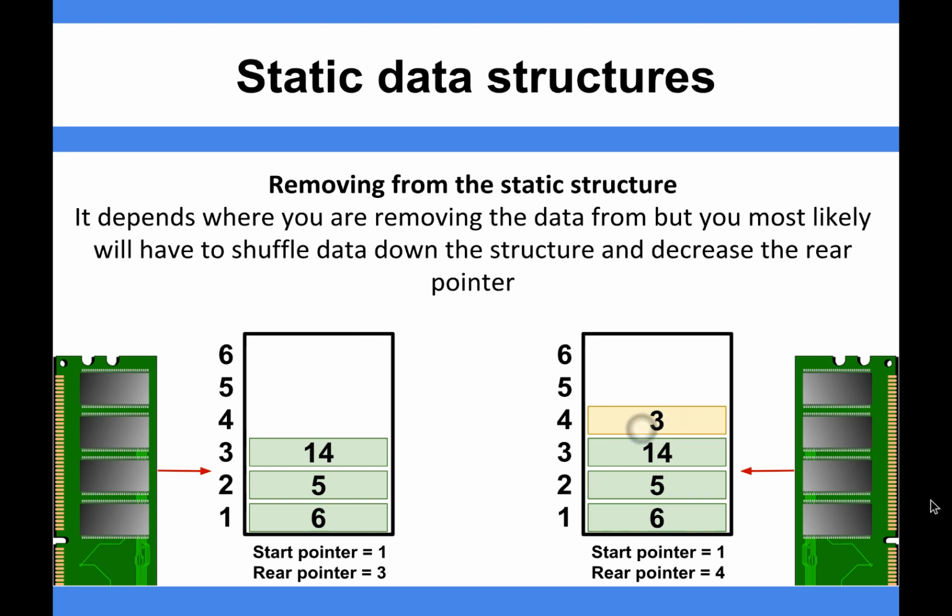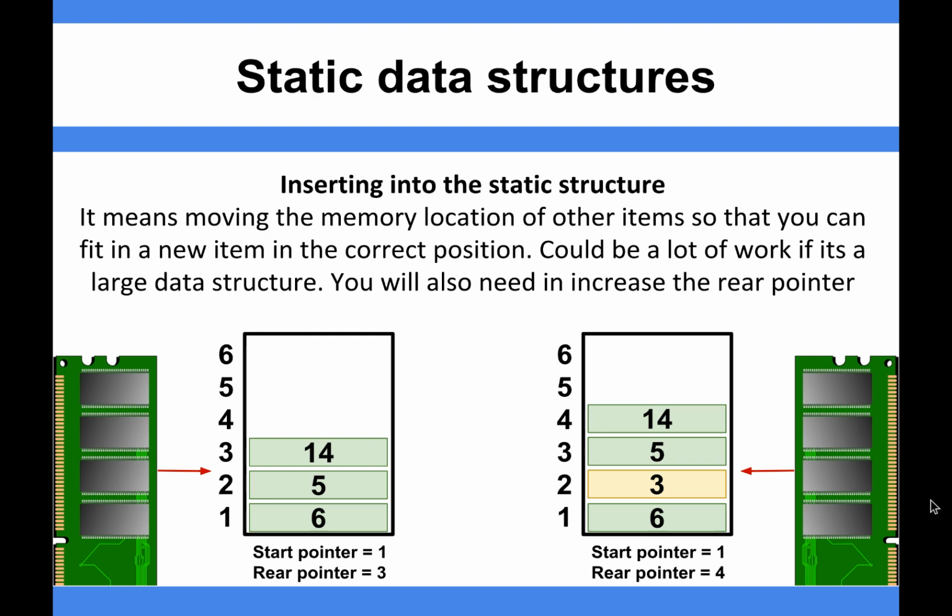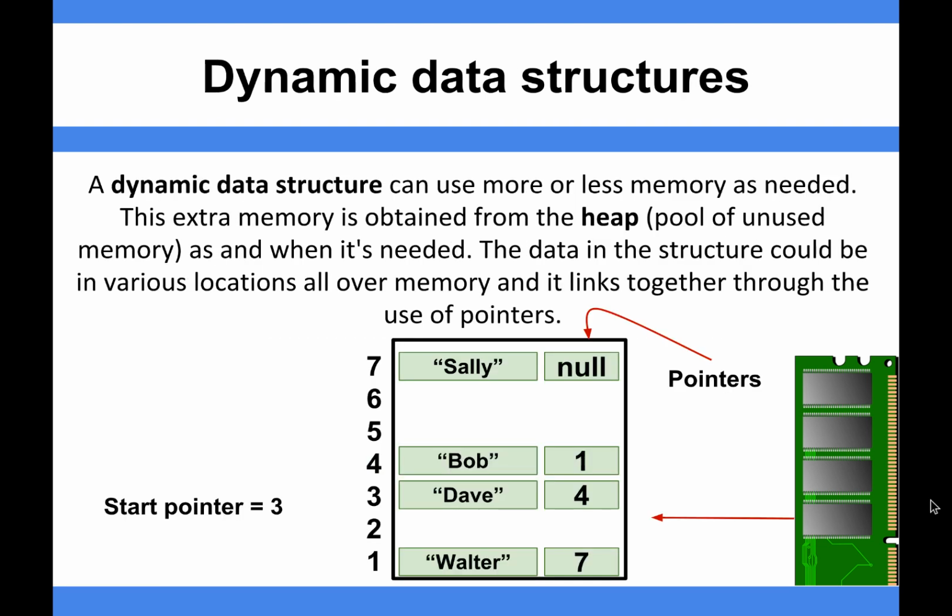You just remove the piece of data and change the pointer down. If, say, we're removing the number 6 from the front, the pointers would still have to change like that. Because it's a static data structure, they would typically shuffle down. So 5 would go into that memory location, 14 would go into that one, and 3 would go into that one. Then 6 would have been removed, but the pointers would need to say that there'd only be 3 items left. So that's how you remove from a static data structure.